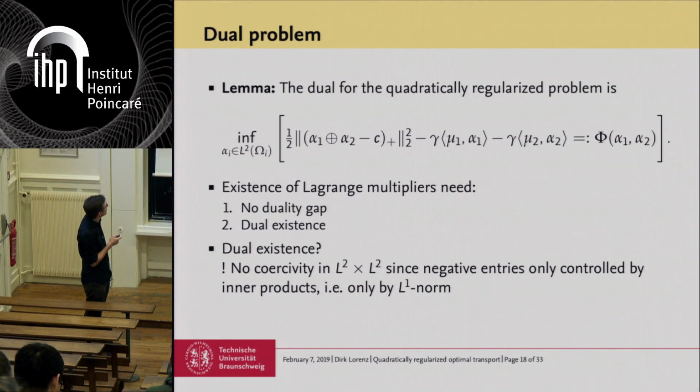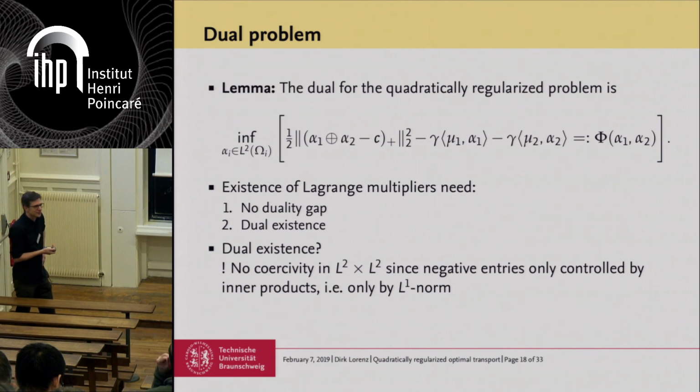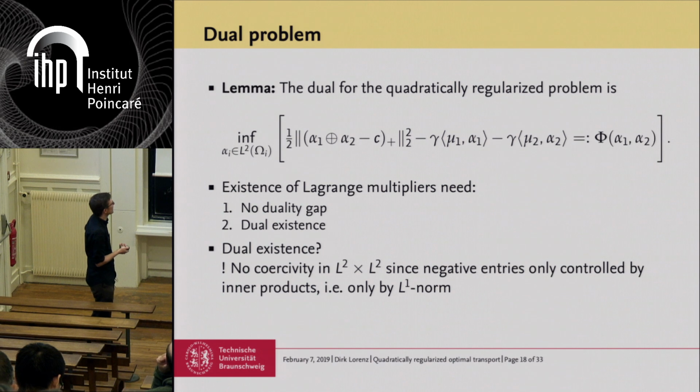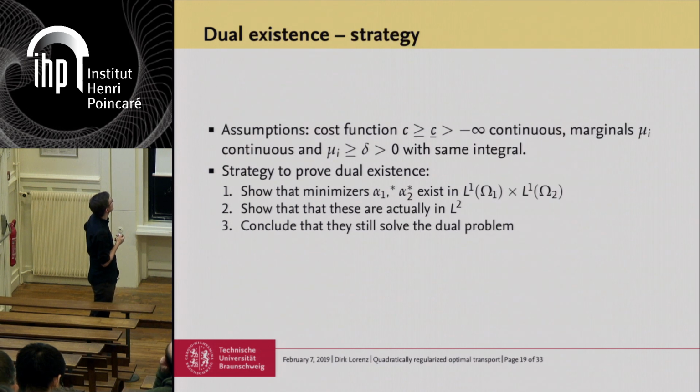If alpha has a large negative entry, the negative entries are controlled only by these inner products over here, and not by the objective function over there. So you can have some control over the positive parts by this part of the functional, in L2, and the negative parts are only controlled by this part of the functional, but only in L1. So it seems again that you have to work with a different space. Neither L1 nor L2 seems to be the right one. So what can you do?